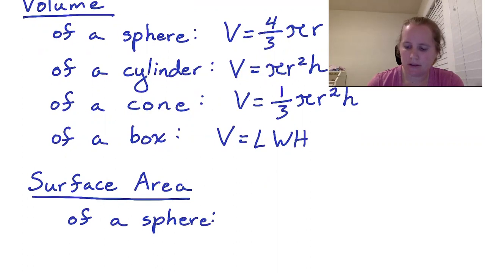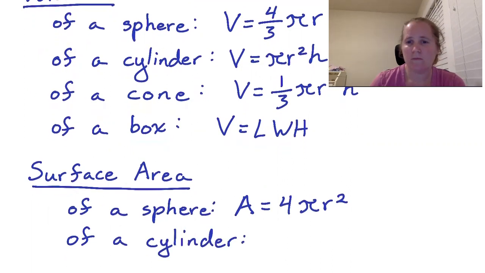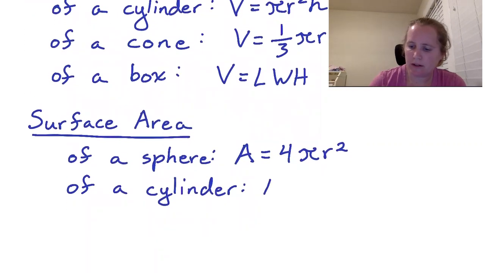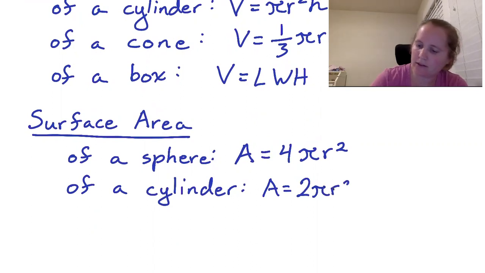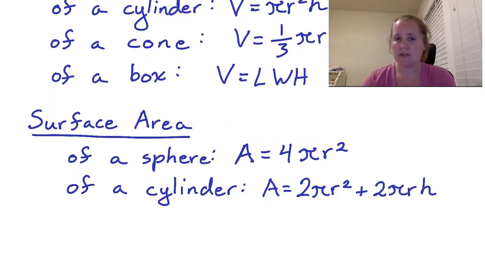is area equal to 4 pi r squared. Surface area of a cylinder: we have area is equal to 2 pi r squared. So those are the two circles, plus the circumference 2 pi r times the height h.